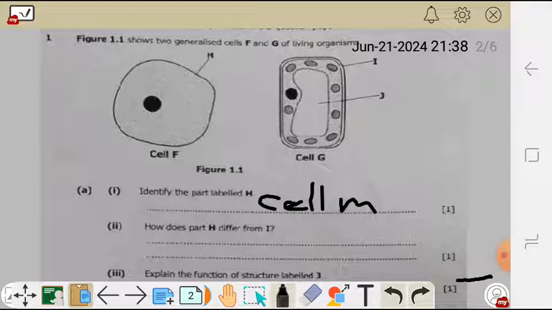So the answer there, you can say H is selectively permeable. Why? It selects what will enter and what will leave the cell, as compared to I, which is not selective, so it allows everything to enter and to leave the cell. But in terms of structure, we can say I is made up of cellulose, H is made up of lipid.